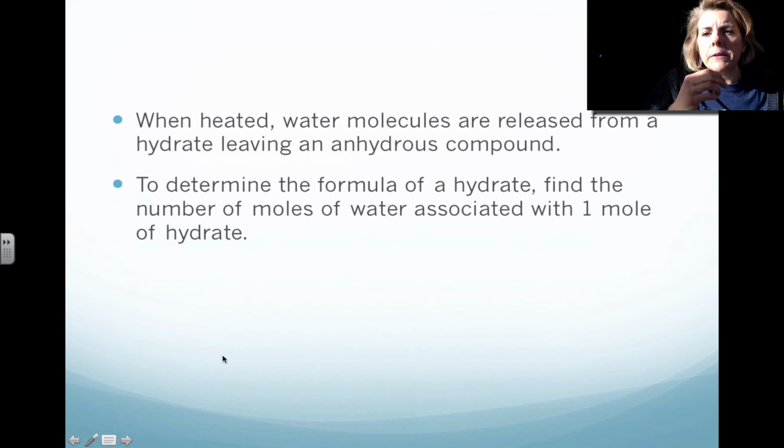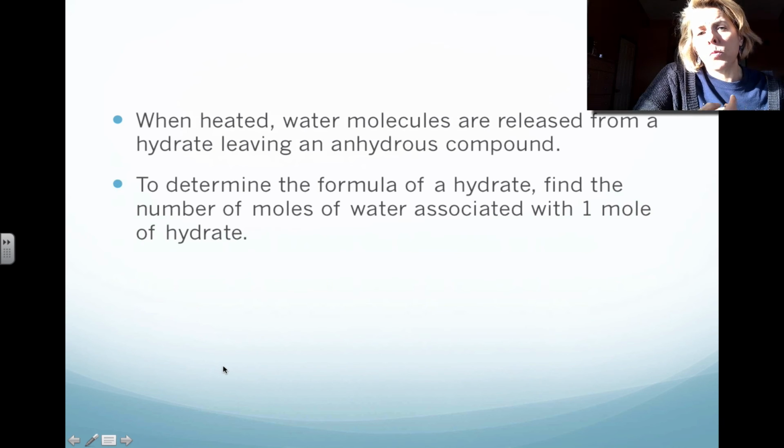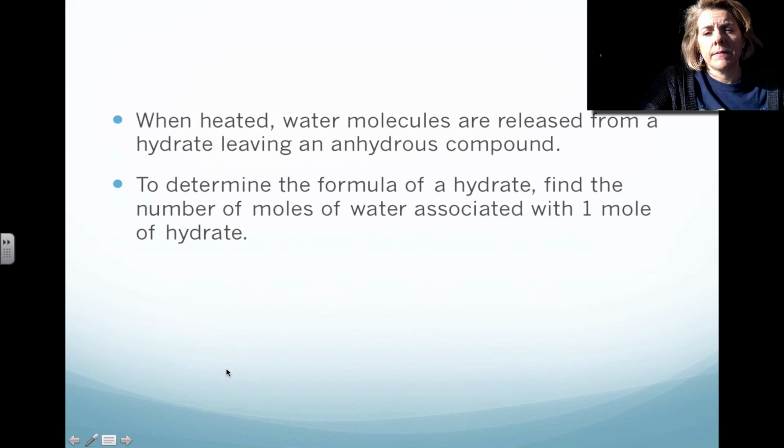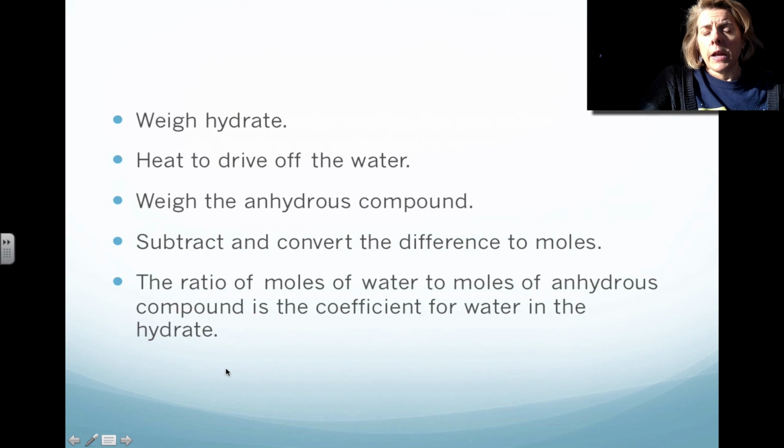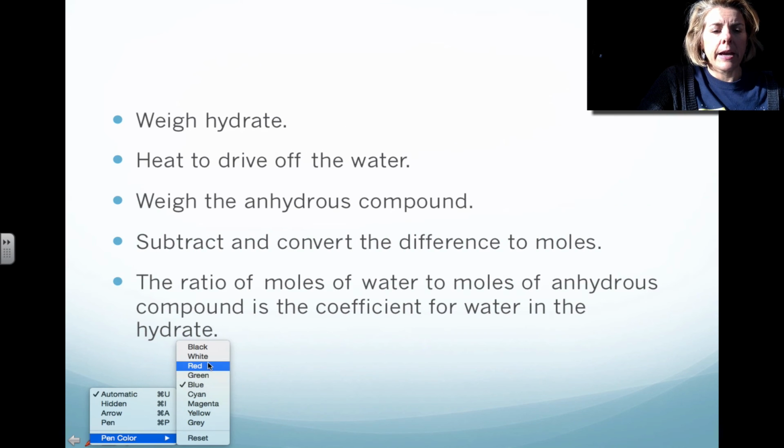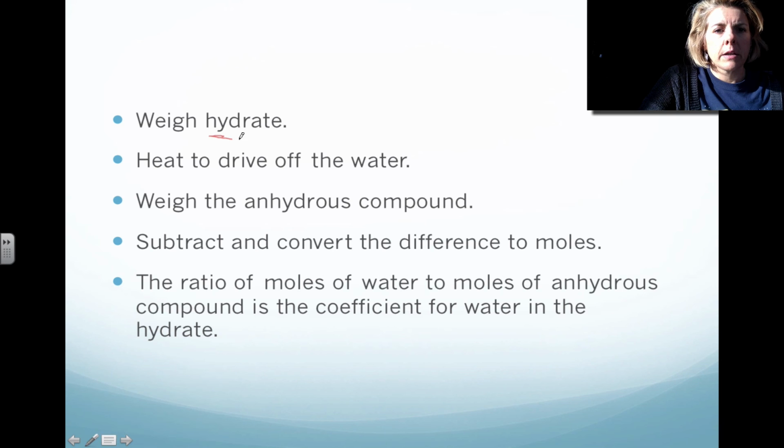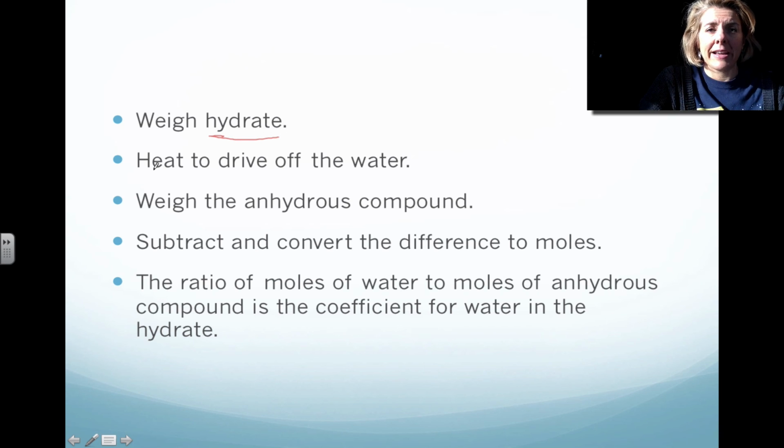Now, what does this mean? We do a process where we look at heating a substance, and we want to determine the amount of hydrate, the amount of water that's attached to that compound. So 1 water would be 1 mole. Now you're going to do a problem where you essentially look at the original compound, which we call the hydrate, and that hydrate contains the water. You're going to heat that compound. You're going to remove the water.